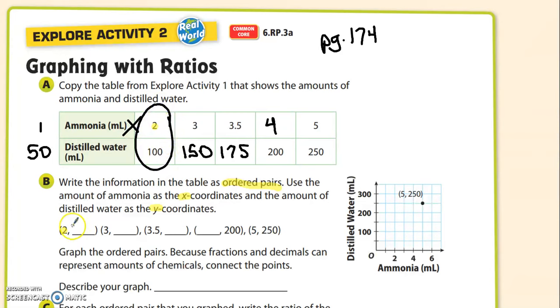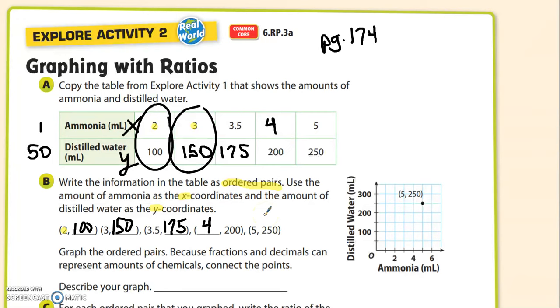So check out the whole pair though. It's 2 and 100. And in the next column over, it's 3 and 150. So this will be 3 comma 150. So now you know how to write those. All of the x values are going to be the first number in the pair, and all the y values are going to be the second number in the pair. So this is going to be 175. This is going to be 4.